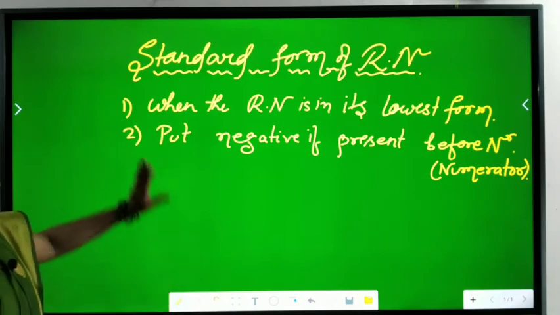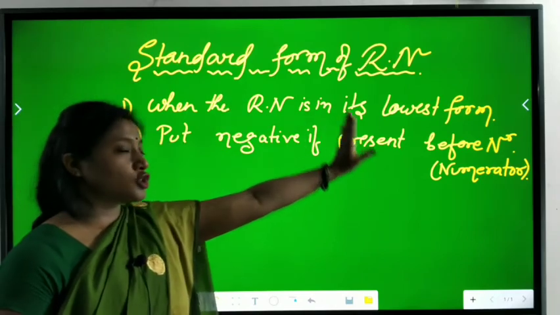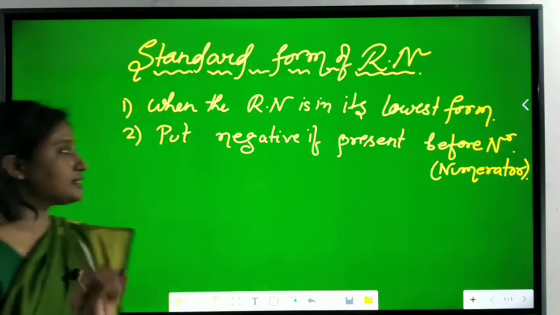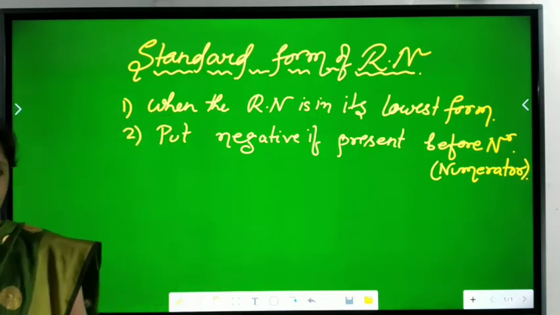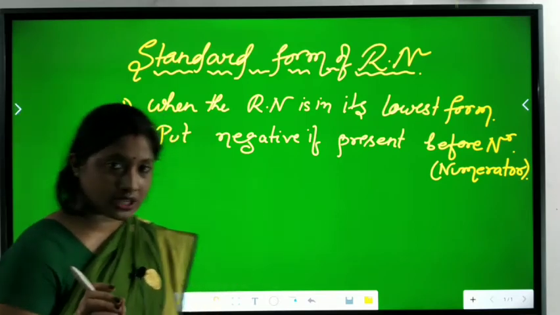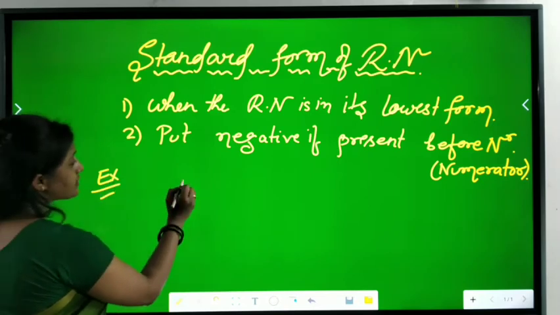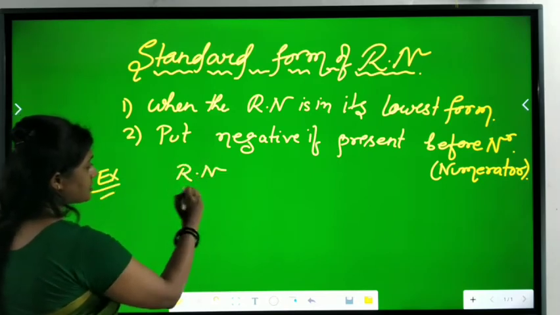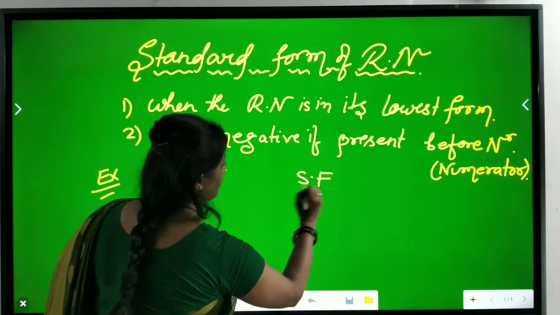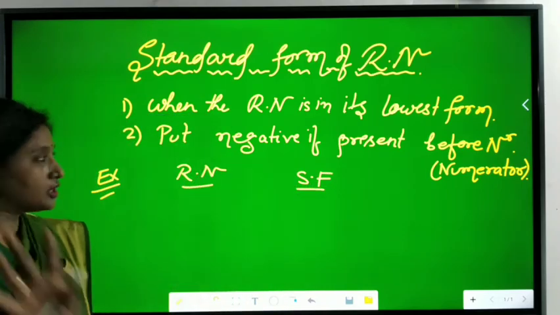Now look at here. What criteria are given for standard form of rational number? That the rational number should be in its lowest form, and the second one is if negative sign is present, the negative sign should be present before numerator. Okay, just look at here examples. Suppose I am giving you few rational numbers. You have to write it in the standard form. SF stands for standard form, and RN stands for rational number.